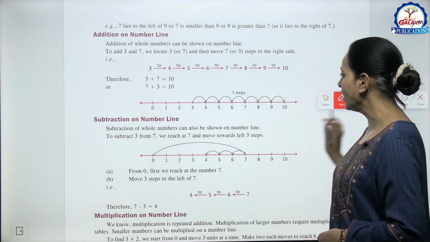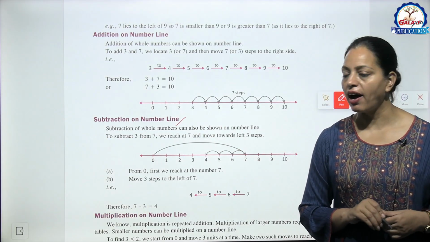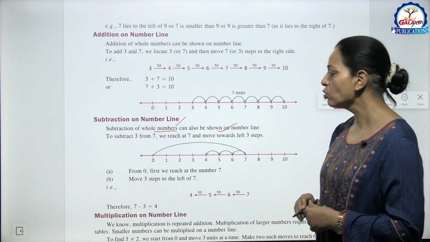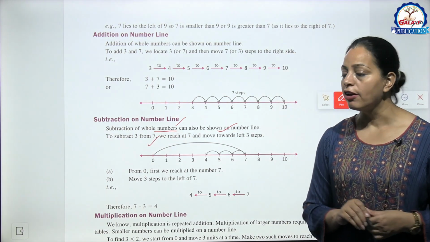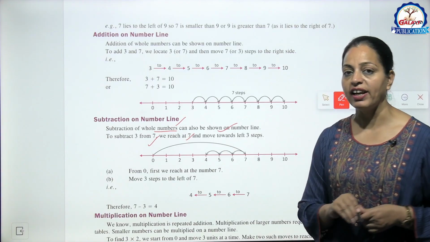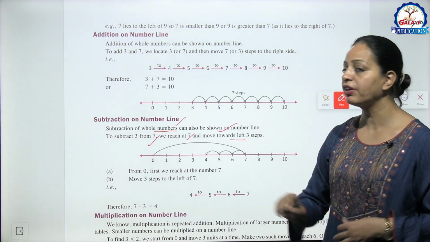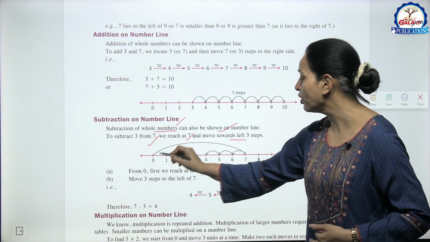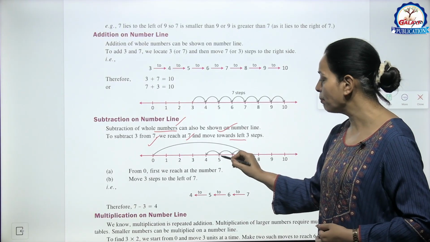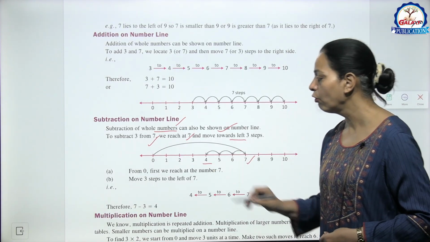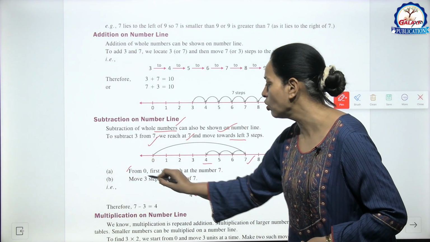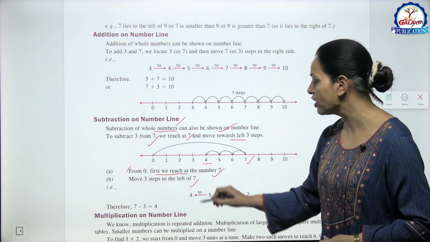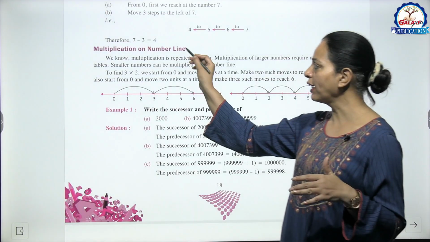Okay. Now come to the next, subtraction on the number line. Subtraction of whole numbers can also be shown on the number line. To subtract 3 from 7, first of all we reach 7 and then move 3 steps to the left. Subtraction means we will move to the left side. So first come to 7 and then 3 steps backward. So we are getting 4. So first from 0 we reach the number 7, then move 3 steps to the left of 7. So 7 minus 3 is 4.